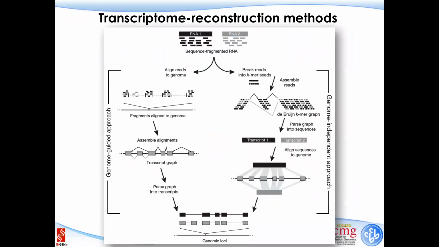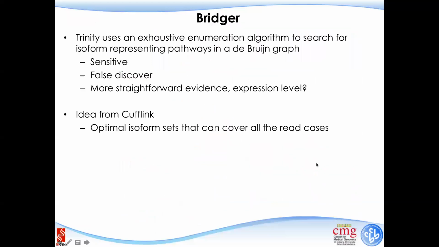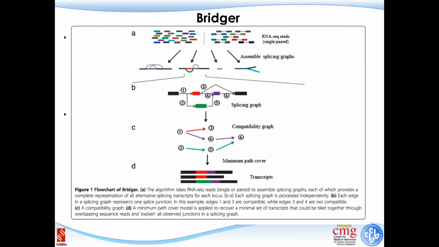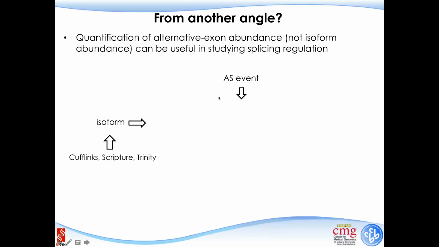And here is also another review about the two different methods: one is the genome-guided method, one is the genome-independent approach. And oh yeah, here's Bridger, sorry. Trinity is very sensitive with a high false positive rate, and it didn't use the gene expression level like I mentioned. But Bridger is an improvement of Trinity. Bridger also uses a strong assumption, like Cufflinks, to find the minimal number of paths that can overlap the graph, the overlap graph.